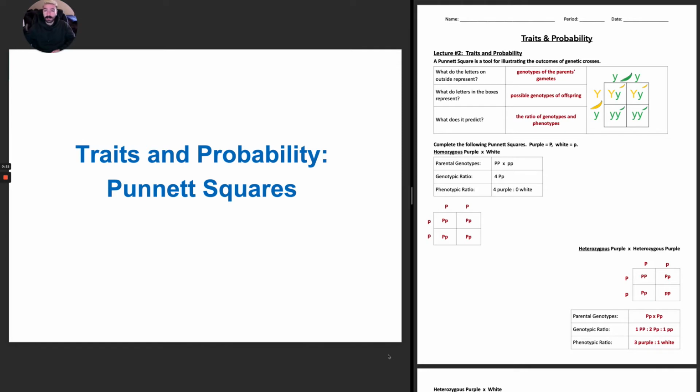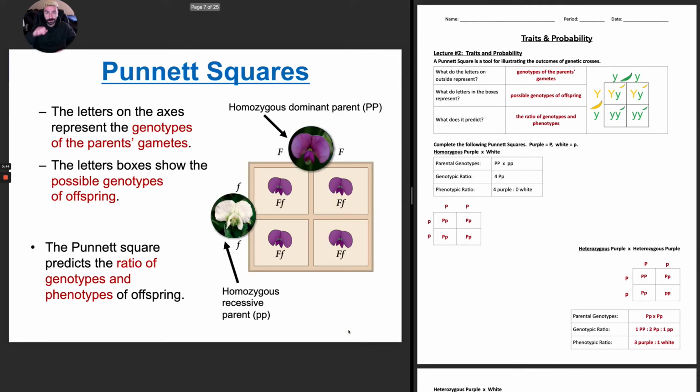So in the last video, we talked about Mendel, who he was, what he did, and just heredity and genetics in general. And so this time around, now that we know some of the vocab, so genotype, phenotype, dominant, recessive, homozygous, heterozygous, we can talk about Punnett squares and how we can predict traits based on probability. And so, first and foremost, a Punnett square is basically this box that we see right here.